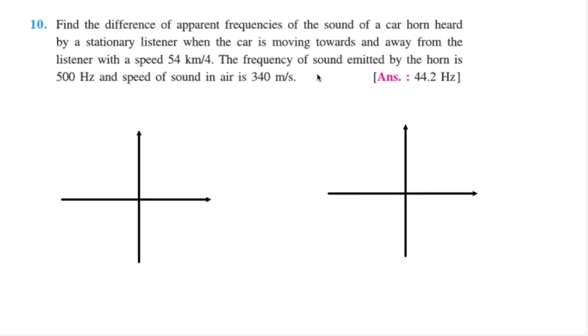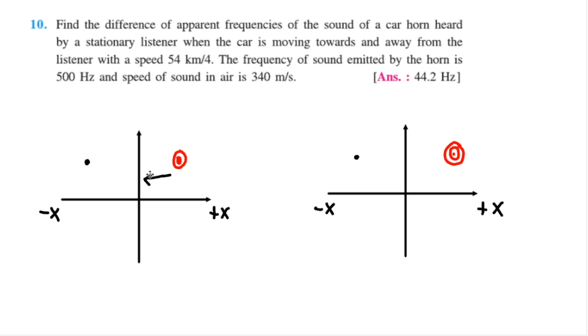I'm having two cases. My source should always be in the first quadrant, and my listener should be in the second quadrant. First condition: my source is moving towards the listener, hence it is approaching in the minus x direction.